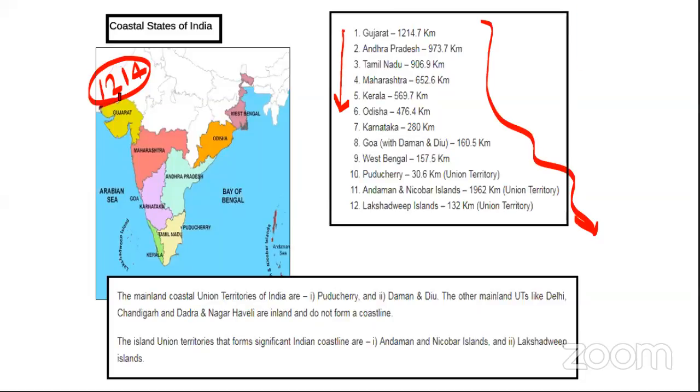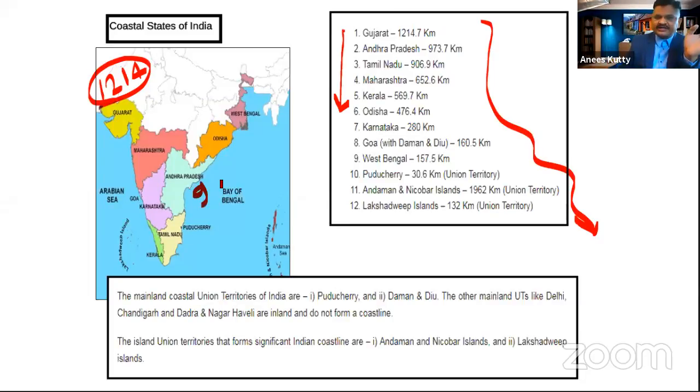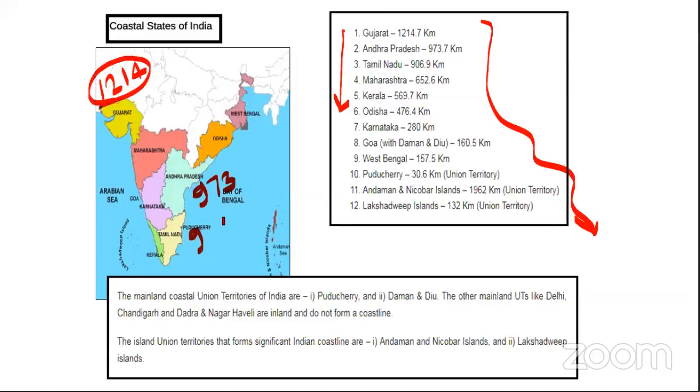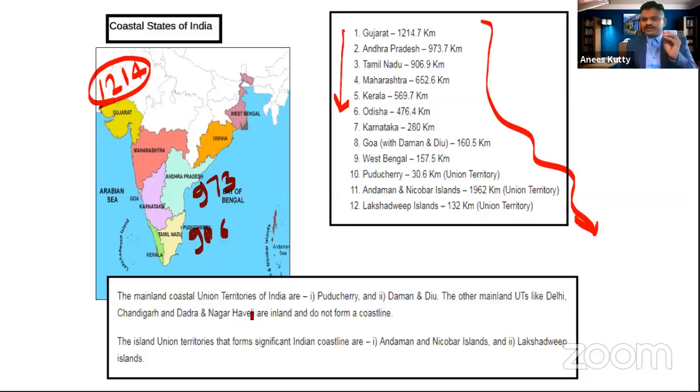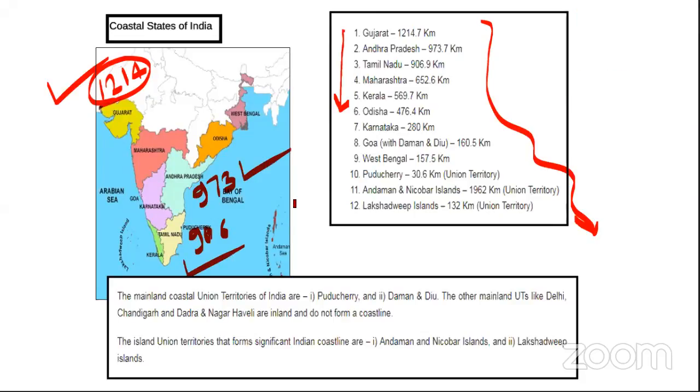Next number is coastal Andhra Pradesh. It is almost 970 kilometers. And next one is Tamil Nadu. For the first 3 states, it is essential. We must be aware of their border. Again, I repeat, Gujarat border is 1,214. The second one is 973, Andhra Pradesh, and next one, 906, is Tamil Nadu.